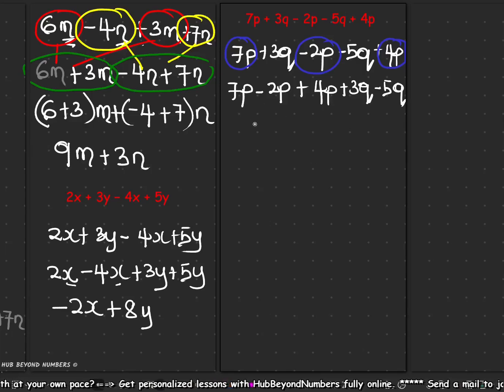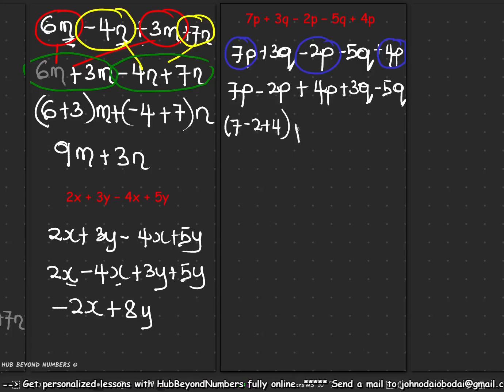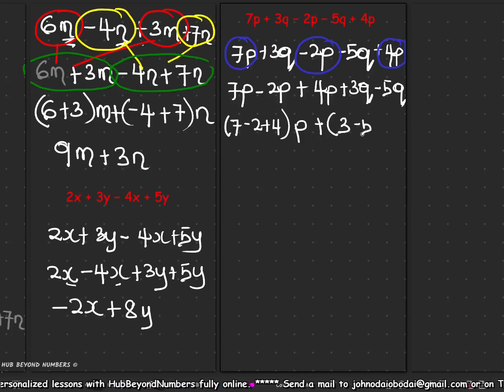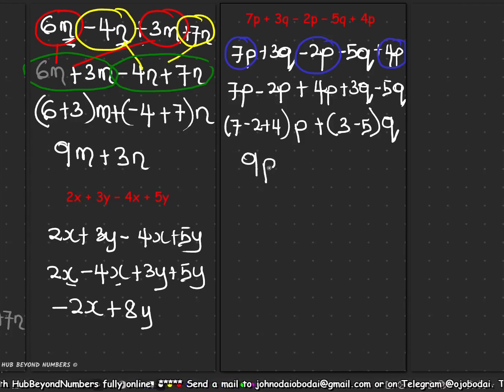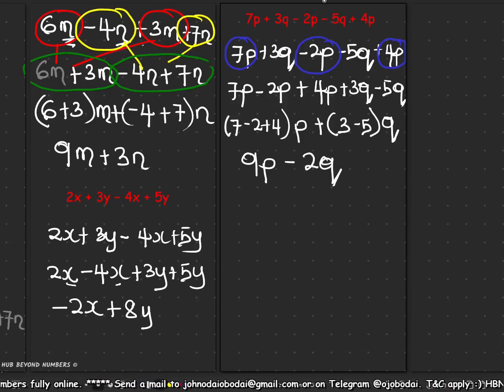So we now want to solve them. For this here, we have 7 minus 2. So if you would want us to do it with a bracket, that's fine. 7 minus 2 plus 4p. Then the second one, we have 3 minus 5k. And if you have to evaluate, 7 minus 2 gives us a 5. 5 plus 4 gives us a 9. So we have 9p. Then 3 minus 5 gives us a negative 2. So minus 2k. So upon simplifying, this here is our answer.